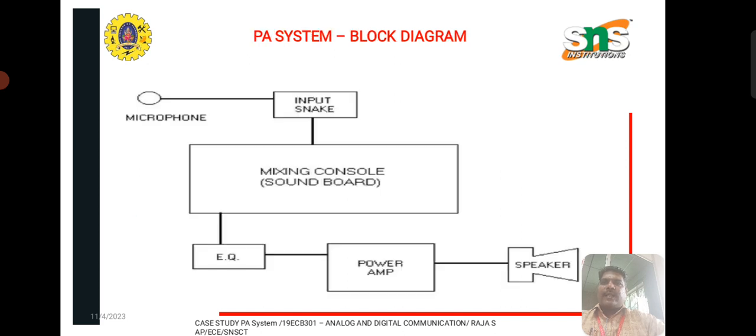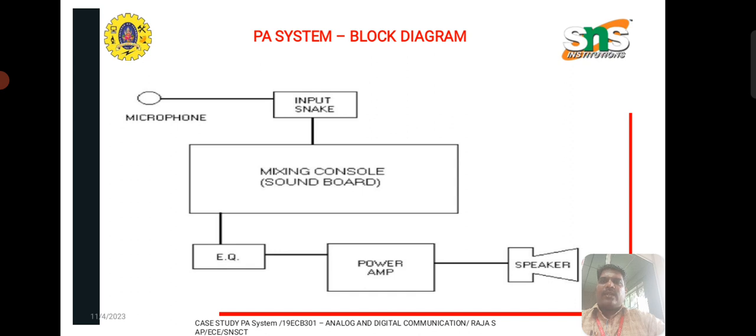So this is the circuit of a general PA system, where the microphone is given to the speaker, those who want to speak the signal. Then this microphone is given to the input stage, where it will convert the analog signal into digital, which is suitable for the next level of amplification process. The mixing console is the mixing medium, where it can process the input signal with the desired quality.